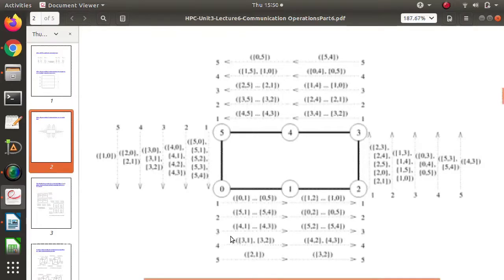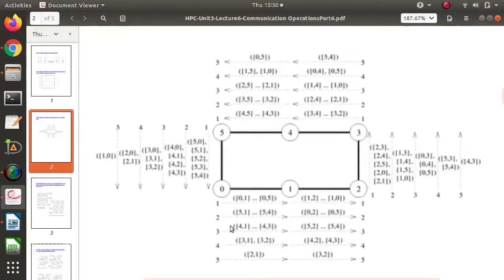In the same way, this is the third step. In these steps, these messages or this communication are done parallelly or simultaneously. Fourth step: this communication, this communication, this communication, this communication will be done parallelly. Fifth step: this communication, this communication, this communication, this communication will be done parallelly. Okay, so I think you have understood up till now.